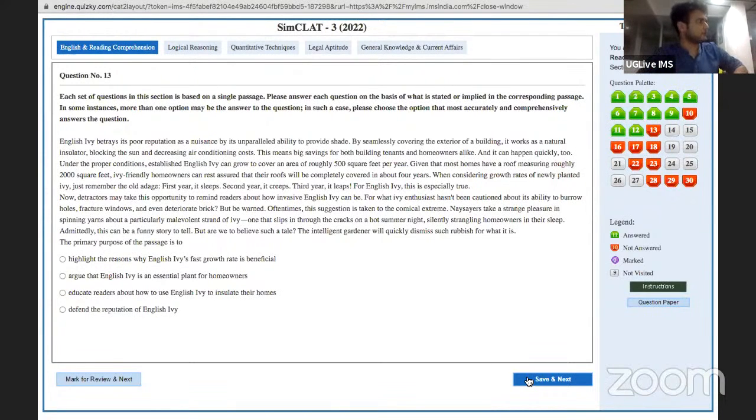My God, yeah, it's tiring. So let's move ahead. So this is probably the last passage which I'll be doing. कितने questions किए मैंने? 11 questions किए. एक डेढ़ passage और मैं शायद कर लूँगा. ठीक है.